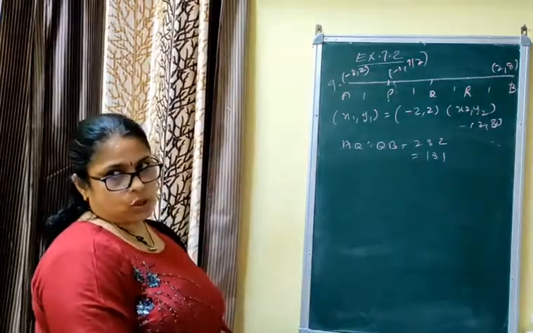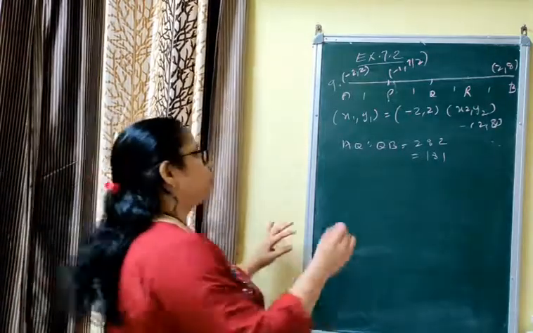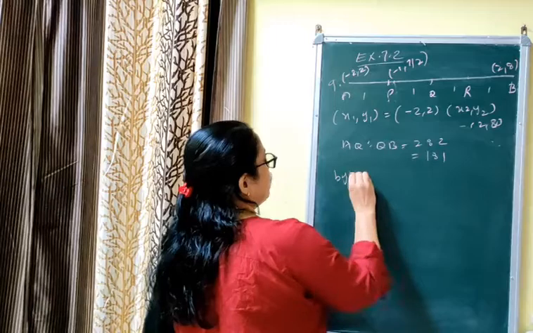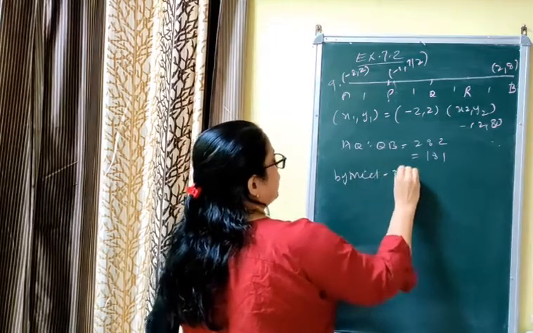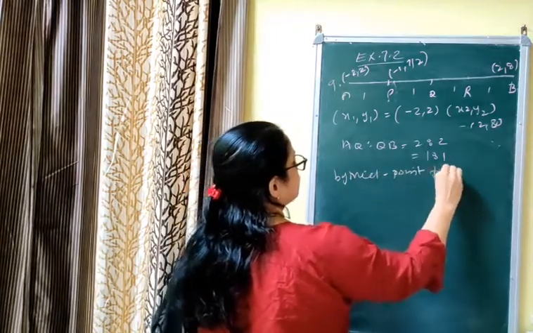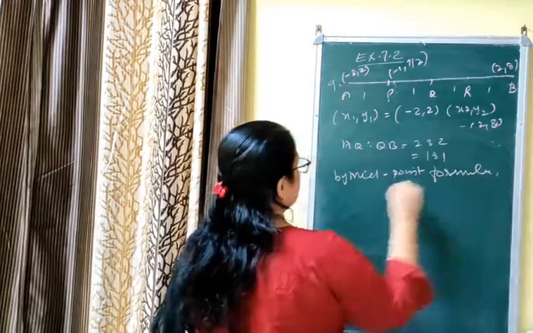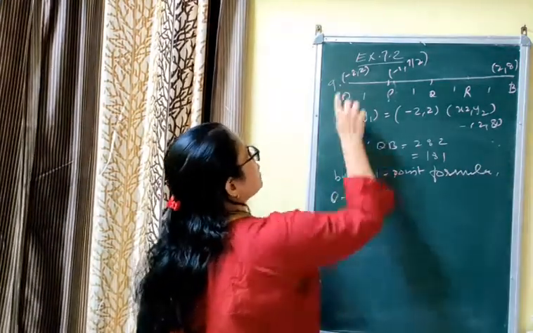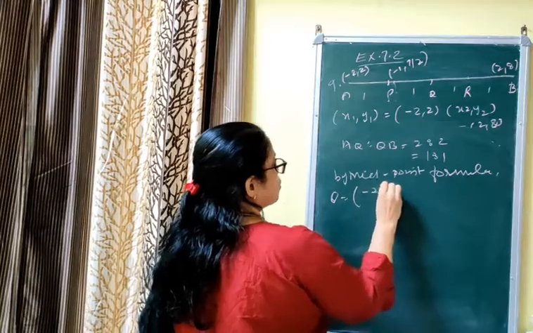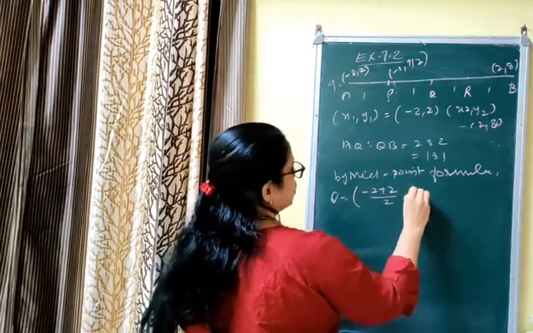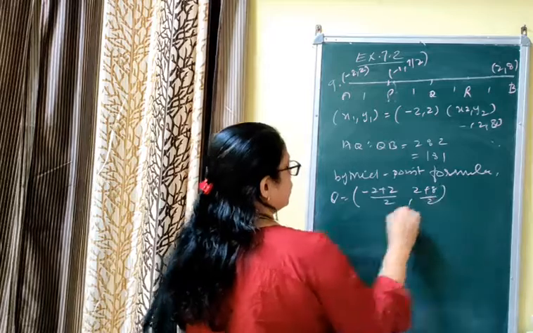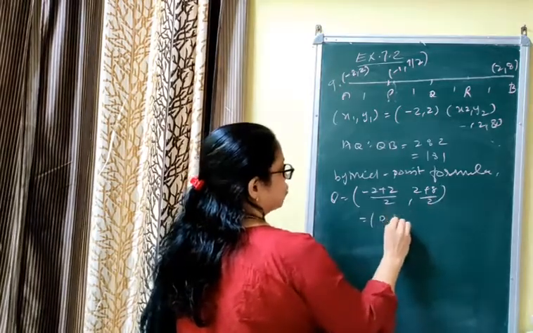If the ratio is 1 is to 1, you can use which formula? Midpoint formula. Then by the midpoint formula, the coordinate of Q is x1 plus x2 by 2, minus 2 plus 2 by 2, 2 plus 8 by 2, that is 0 comma 10 by 2, that is 5.